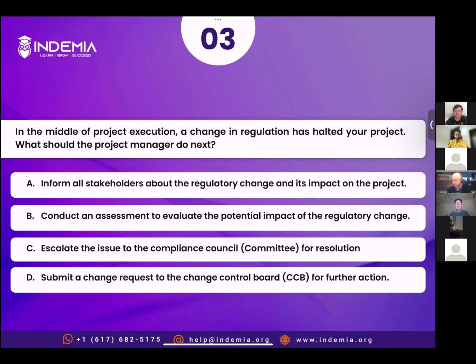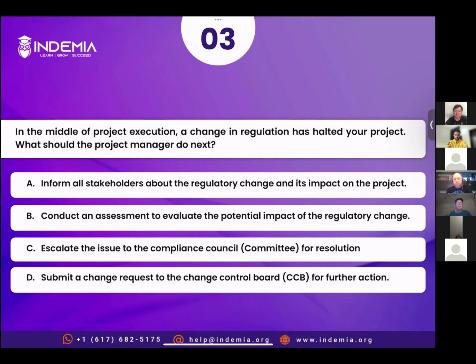So let's read the question. It says, in the middle of project execution, a change in regulation has halted your project. What should the PM do next? So whenever you have an issue, right? The first thing that you do is you document the issue in the issue log. So it's a change in regulation, which is an unknown risk and it has occurred. So it should go into the issue log, but documenting the issue log is not the option here.